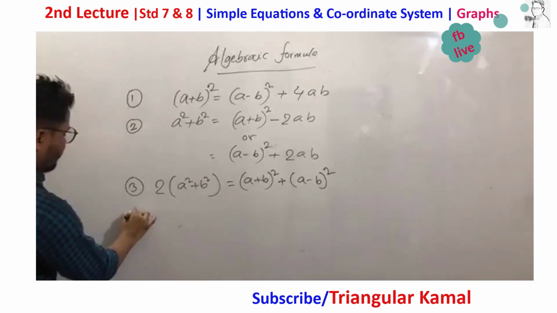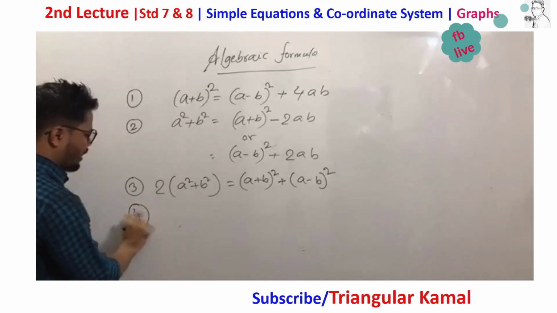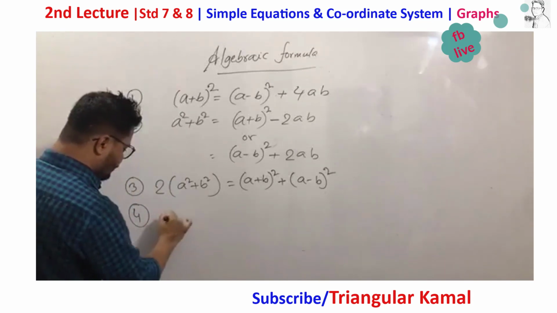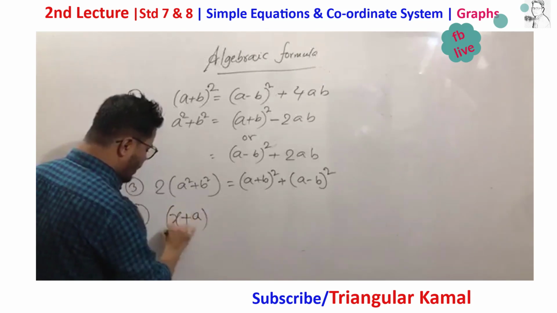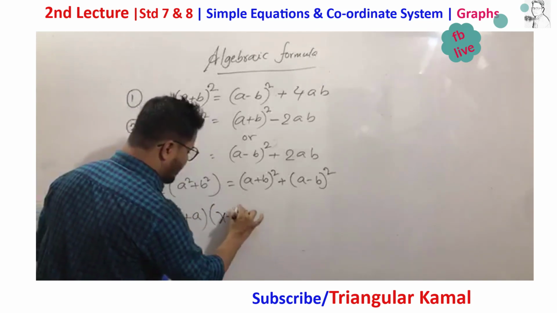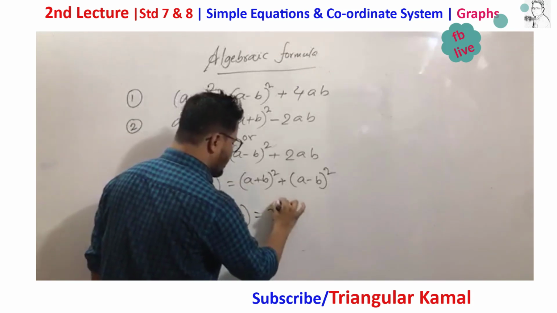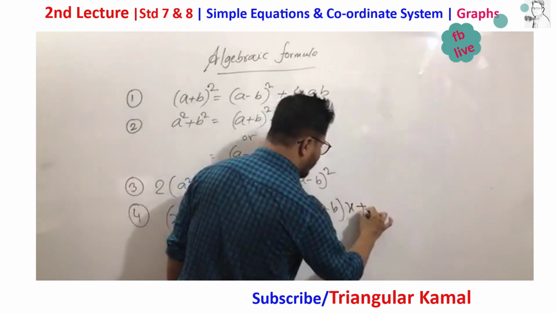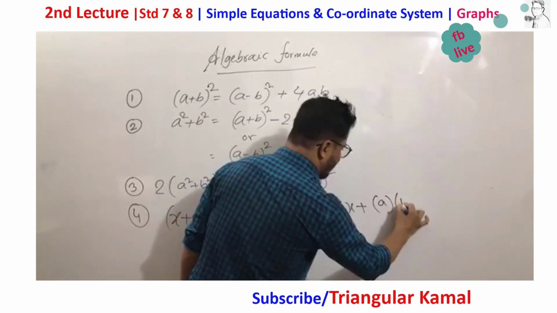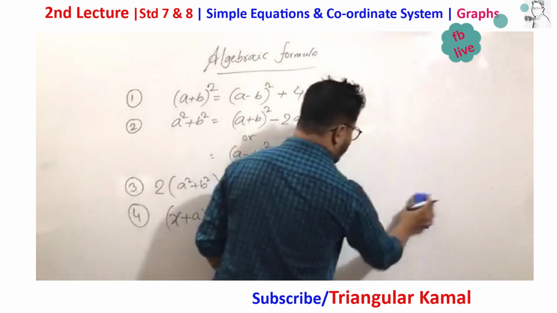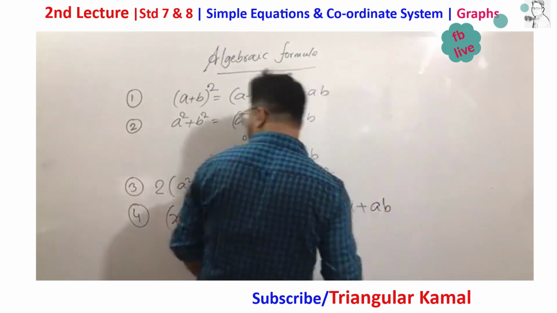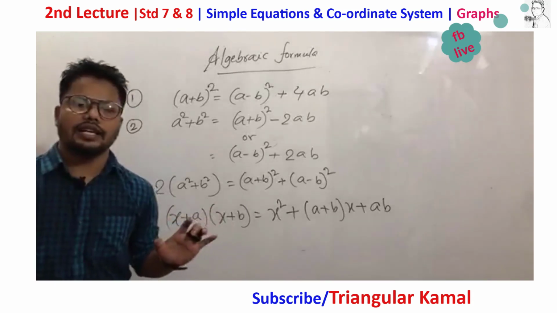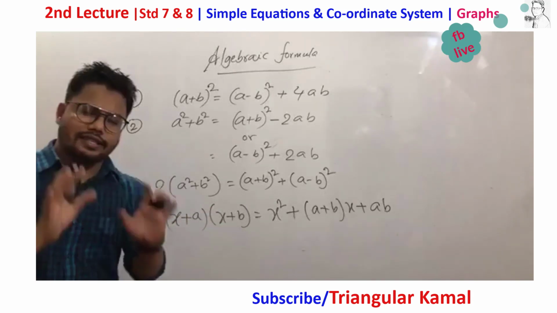And this another most important formula for students of class 7, like x plus a multiplied with x plus b. By using the algebraic formula, this will be x square plus a plus b times of x, plus a multiplied with b, or you can write here ab. I think if you can memorize these 4 formulas, you can answer any type of MCQ in class 6, 7 and 8.